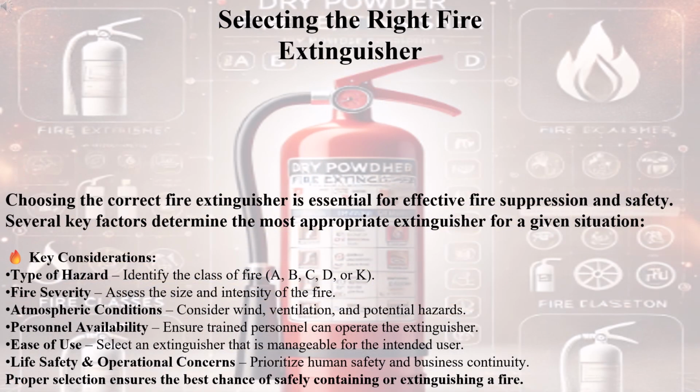Choosing the correct fire extinguisher is essential for effective fire suppression and safety. Several key factors determine the most appropriate extinguisher for a given situation. Key considerations: type of hazard. Identify the class of fire. Fire severity. Assess the size and intensity of the fire. Atmospheric conditions. Consider wind, ventilation, and potential hazards.